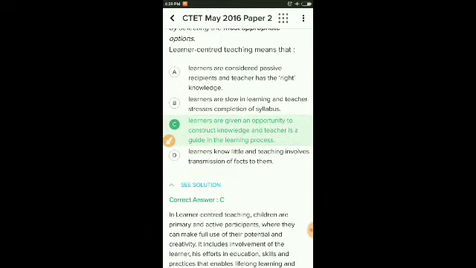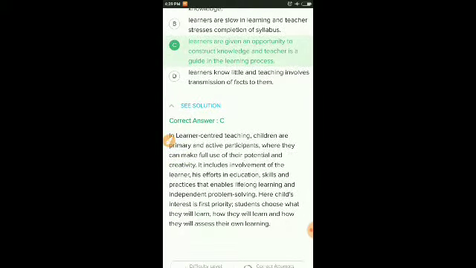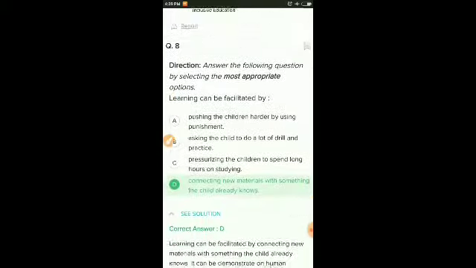Learners are given an opportunity to construct knowledge, and the teacher is a guide in the learning process. In this kind of teaching process, the teacher should always try to become a guide, not a ruler. He should be only a guide who guides the students, and the students will develop and construct their own knowledge, gaining it through their own constructive ideas and strategies. That is called learner-centered teaching.